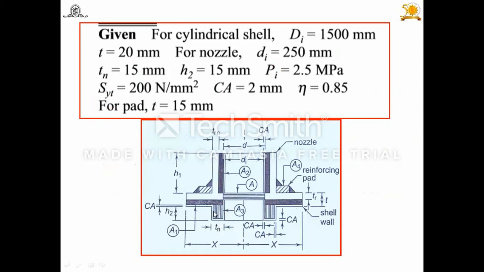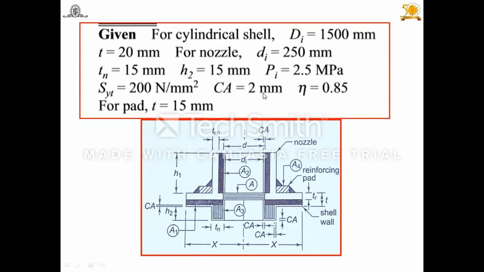Then the thickness of the nozzle is also given, Tn is 15. To understand this Tn, refer to this diagram. Tn is equal to 15, the thickness of the nozzle, and this is Trn, the required thickness of the nozzle wall. Similarly, now the cylindrical shell: thickness T is given. Look at this. T means this cylindrical shell, but Tr is the required thickness of the cylindrical wall.